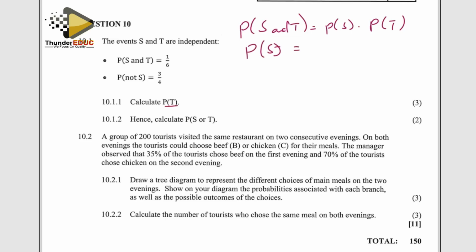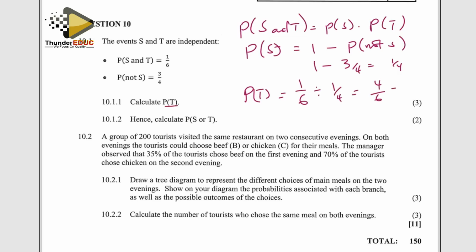Okay, P(S) is going to be 1 minus the probability of not S. So what is 1 minus 3/4? That gives us a quarter. Then to get P(T) alone, it's going to be 1/6 divided by P of S, which is a quarter. That's going to be 4/6, which is 2/3.